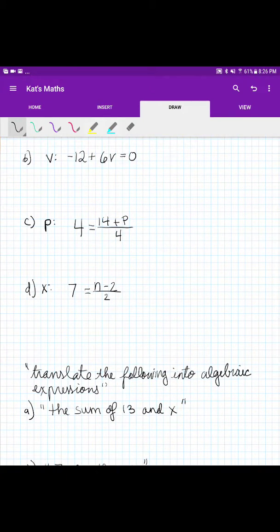Here we have some addition. Negative 12 plus 6v equals 0. Isolate the v, so we add 12 to both sides. You'll end up with 6v equals 12. Divide by the 6. V is equal to 2.